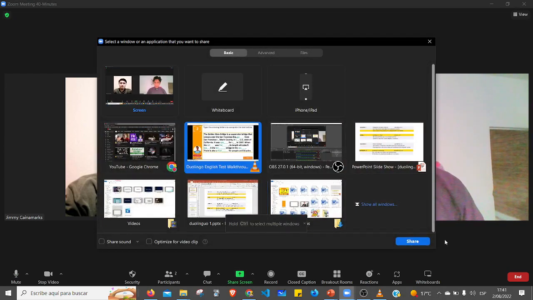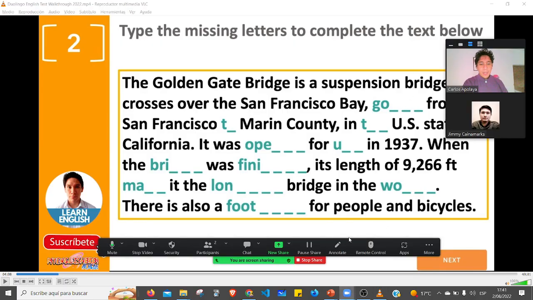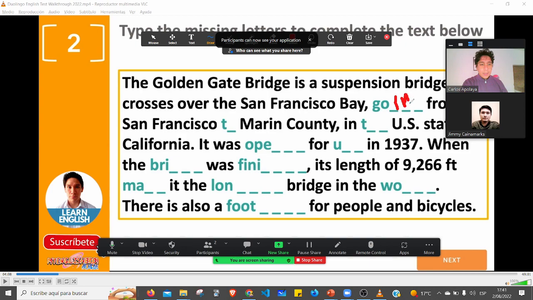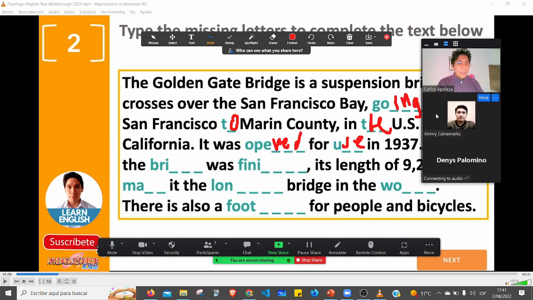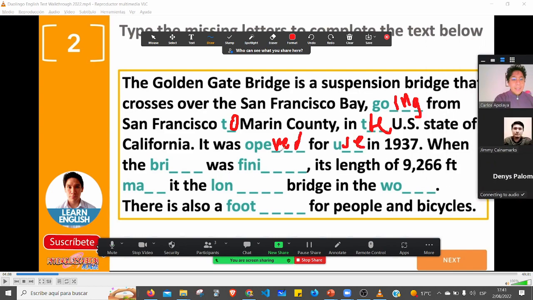Okay, so I was saying that the answer is going San Francisco to, in the US of California. It was opened for use, para el uso, fue aperturado para uso en 1937. That bridge, muy bien, aquí the bridge was finished.